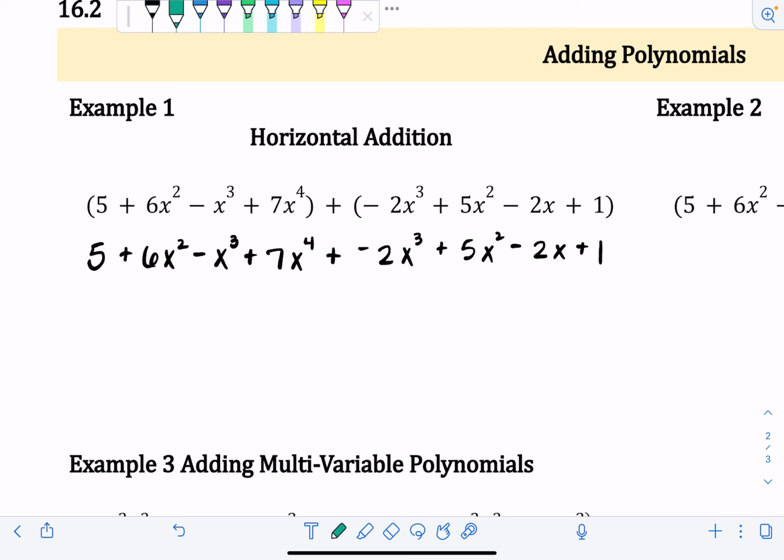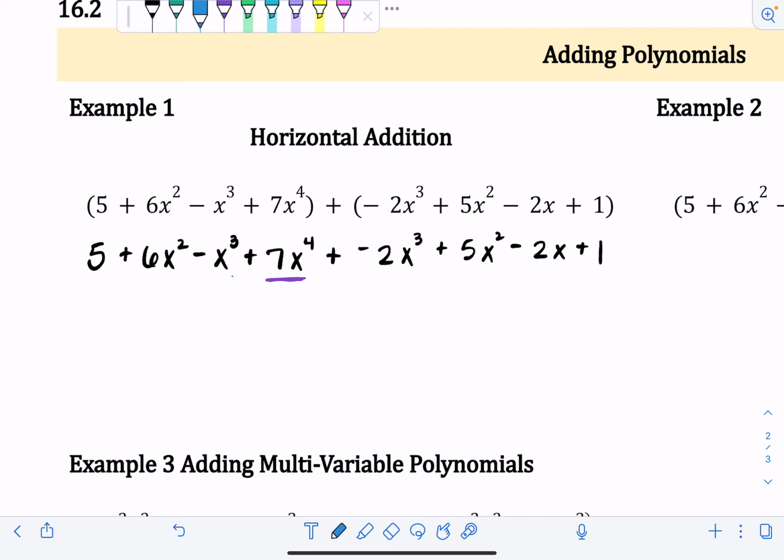So like terms are terms that have the same exponent and same variable. For example, I like to start with the highest exponent first. So I have this 7x to the fourth power. That's my only one of those though, so it doesn't have any like terms. That's okay. So we'll move on to the next highest power, the x to the third power.